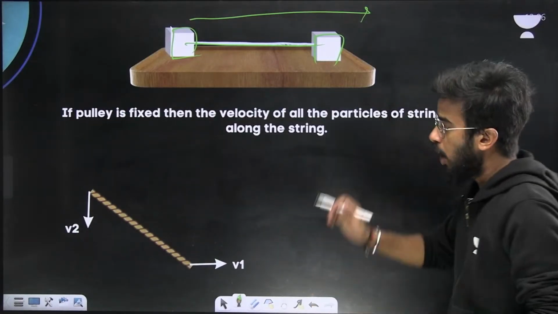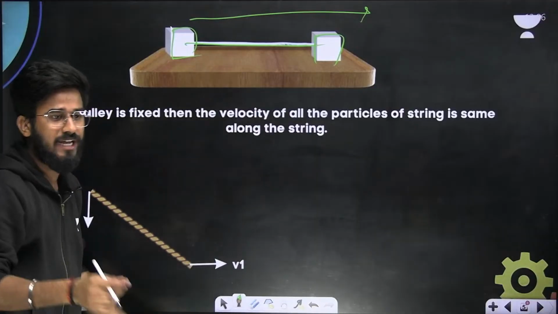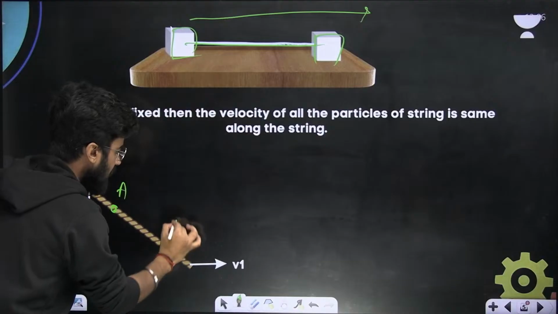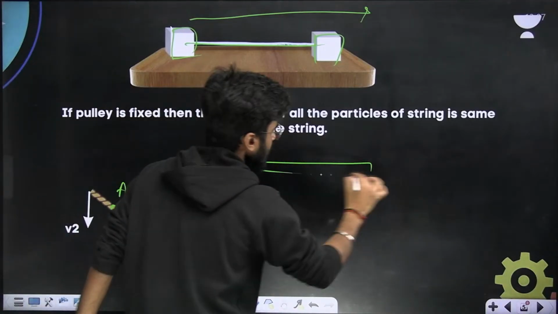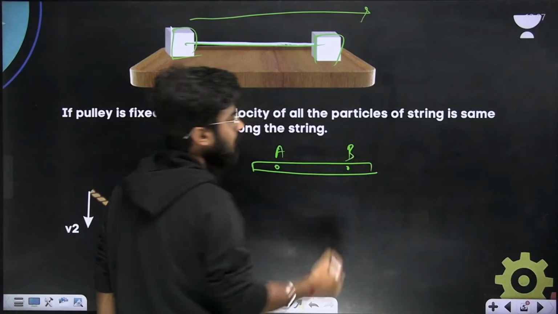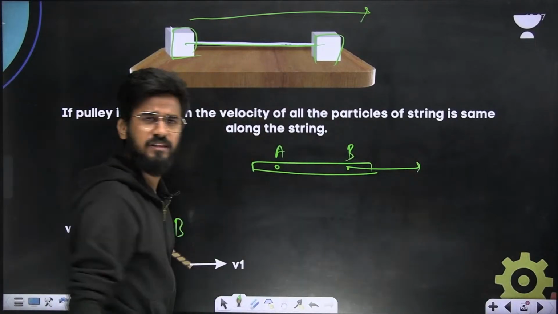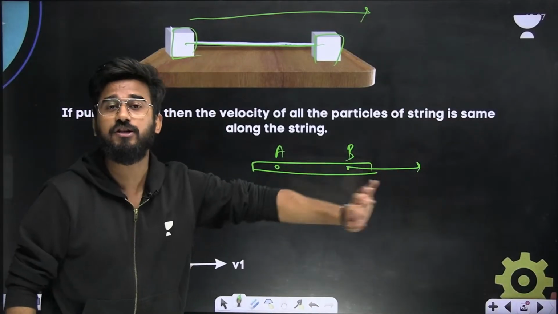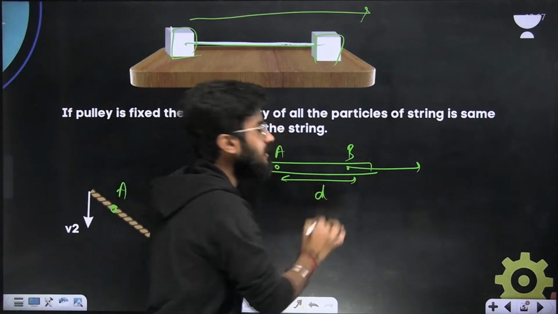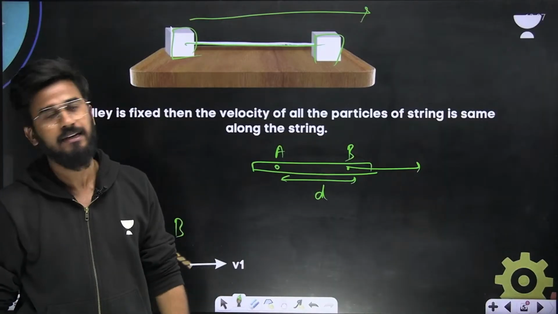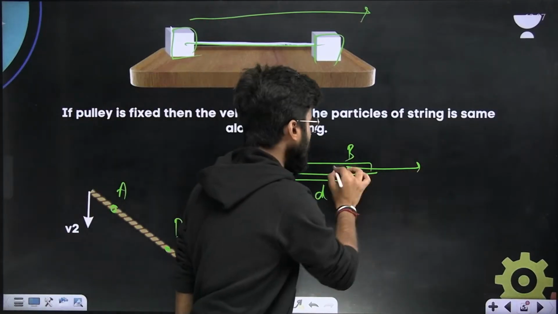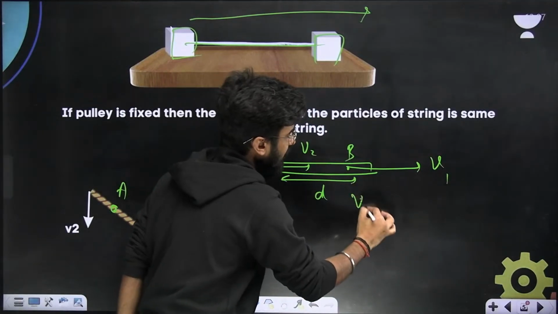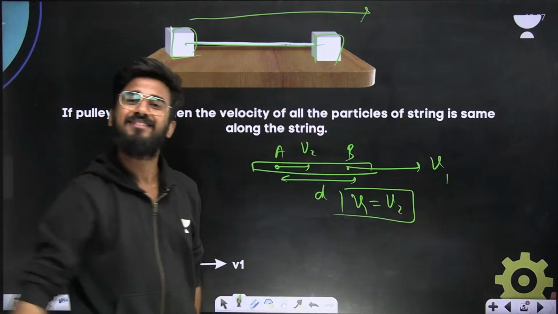Now, I have told you that we cannot change the distance between 2 points. Suppose that this is point A and this is point B. If point B is going in this particular direction, then point A should also go in this direction, because the distance between these 2 points cannot be changed. So if the velocity of point B is v1 and the velocity of point A is v2, we should write v1 equals v2 for this particular string. This is the string constraint.